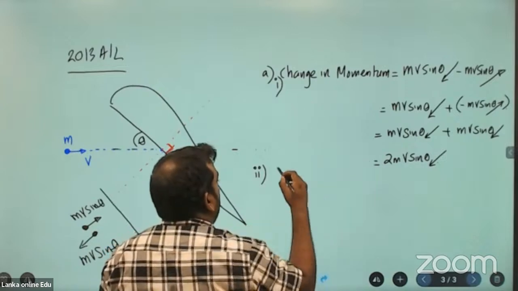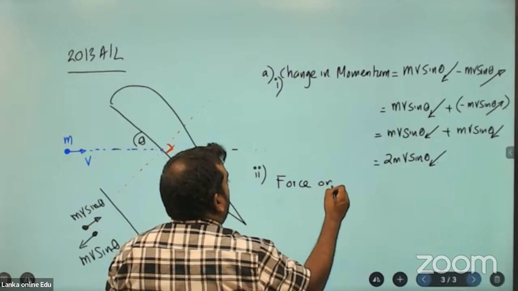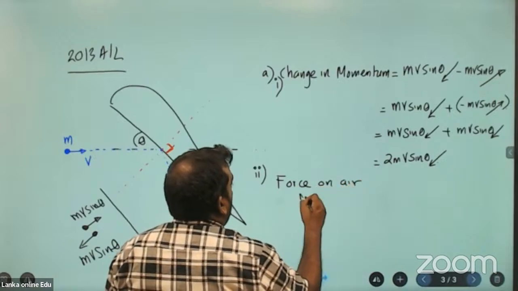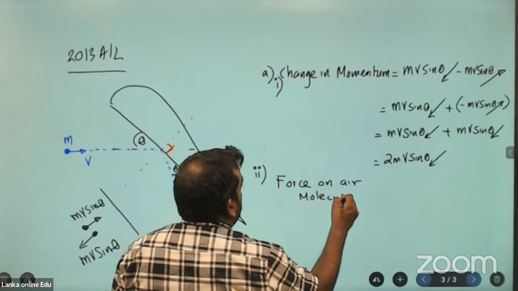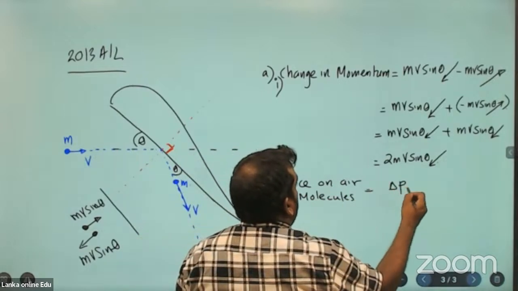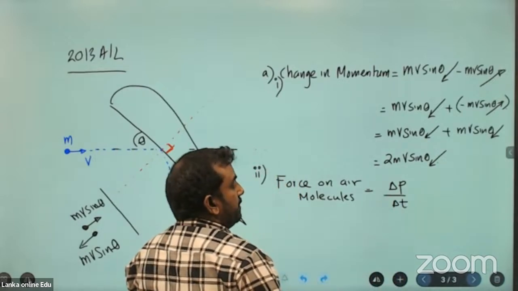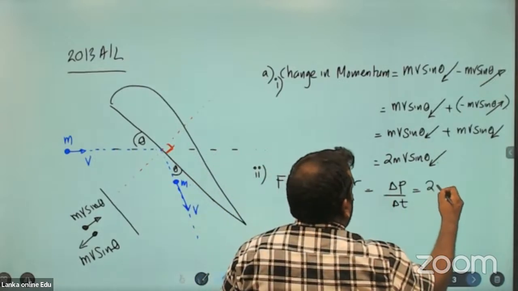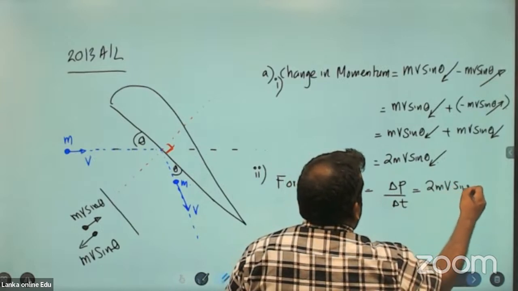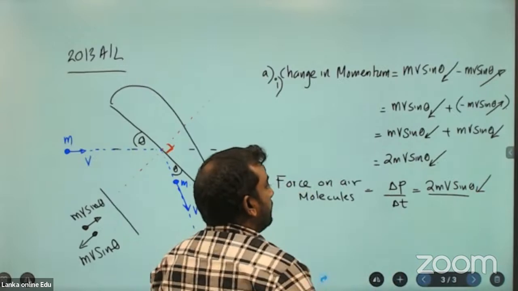So, the force on air molecules. Force on air molecules is momentum change divided by time. Momentum change is 2mv sin theta in that direction, divided by time, which is per second.